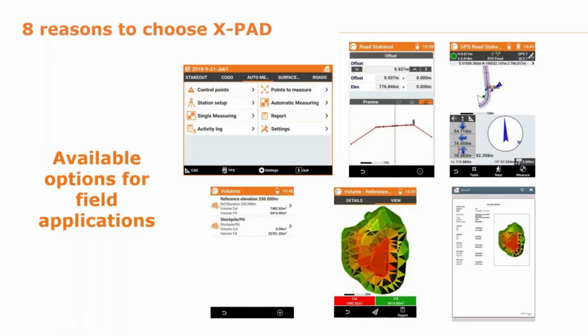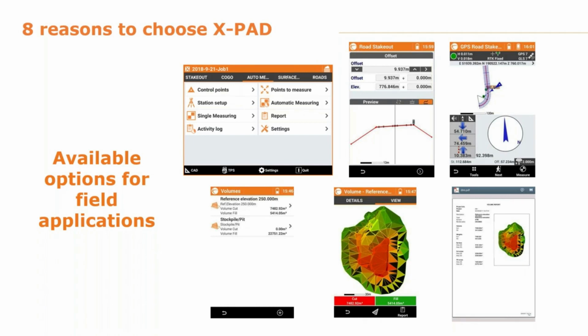Also, the XPad has many different options, modules available for different functions you'd like to do in the field. So as you see on the first little picture there, it's displaying the auto measurement capabilities. You can see the control point, station setup, auto measure, single measure. But if you look back to the left, you got stakeout, you got a COGO mode, you have surfaces, roads, many different options to do your field work and calculations right there in the field.